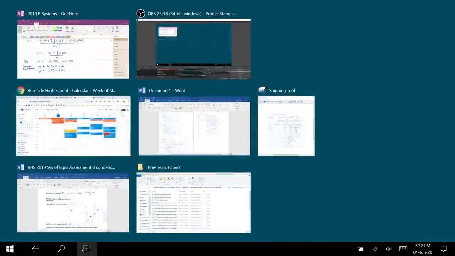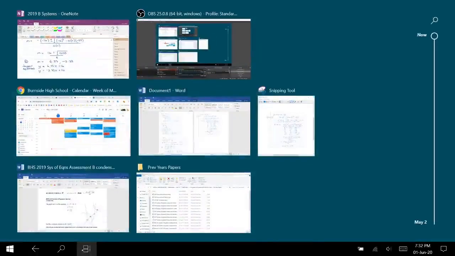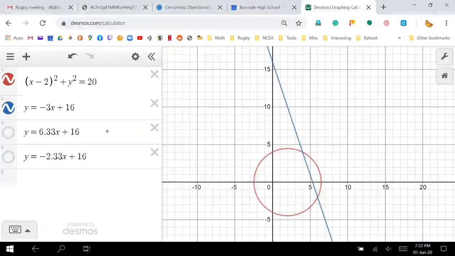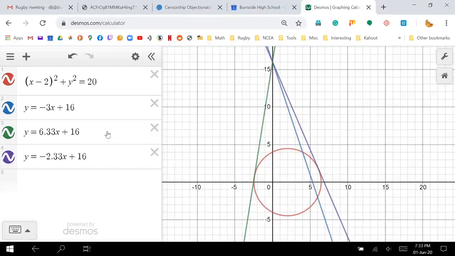I'll just show you the Desmos I did before. So here's the situation. So we've got that circle, we've got our original line, it goes through 16, and here's our two gradient tangents. So there's 6.33, quite a steep one, intersecting at 16, and our second tangent on the other side looks like that.